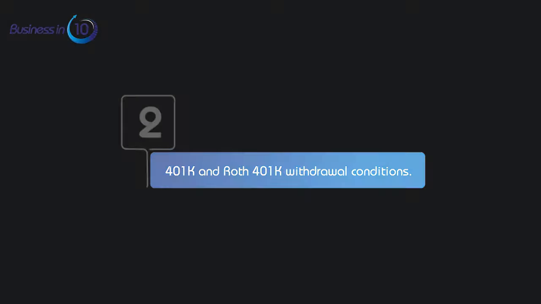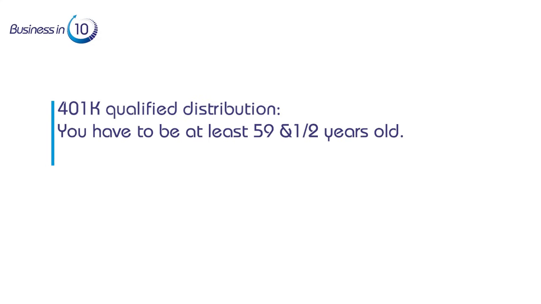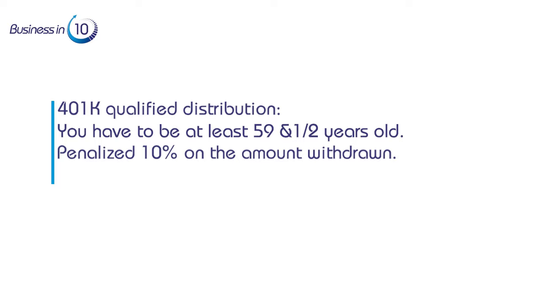Number 2, 401k and Roth 401k withdrawal conditions. To qualify for distributions from your 401k, you have to be at least 59 and a half years old. Otherwise, you will be penalized 10% on the amount withdrawn.